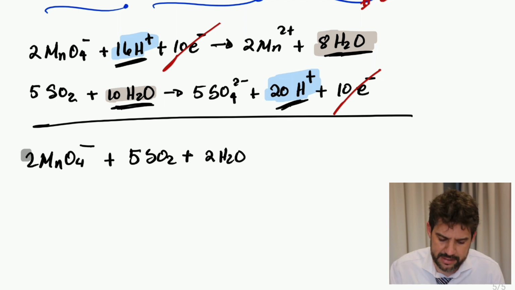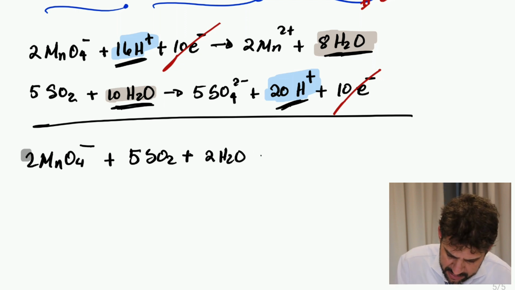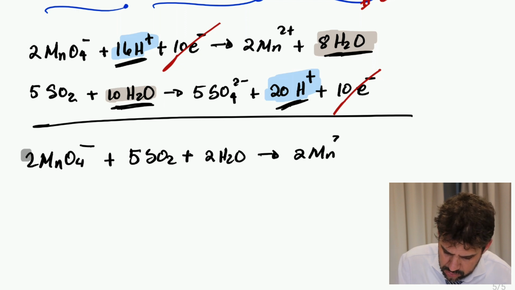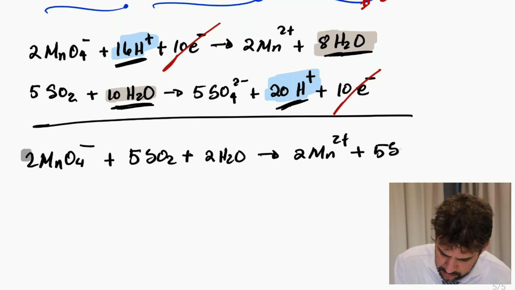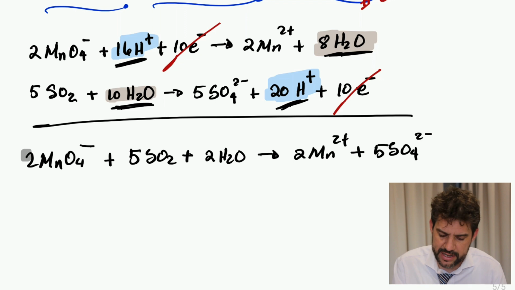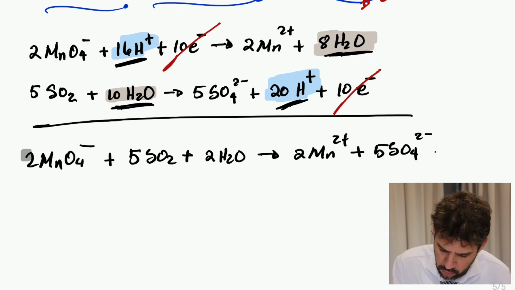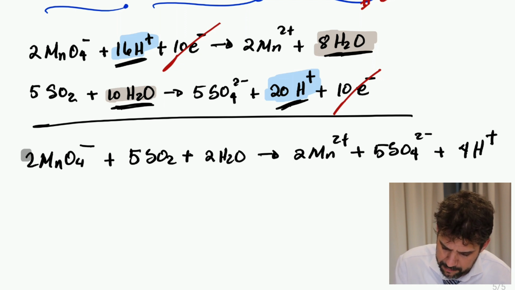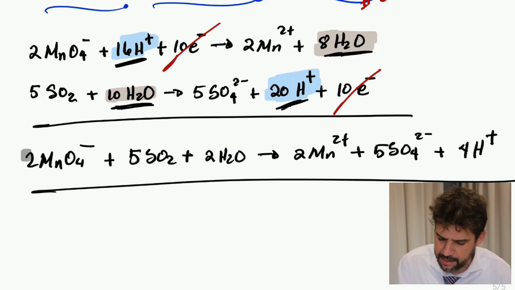All right, that is what happened. That is the 2 there. Then comes the arrow, and then on top I have 2 Mn2 plus, plus 5 SO4 2 minus, and the hydrogen, the 16 is moving here, so we now have 4 plus 4 H plus. And guys, this is the balanced equation.